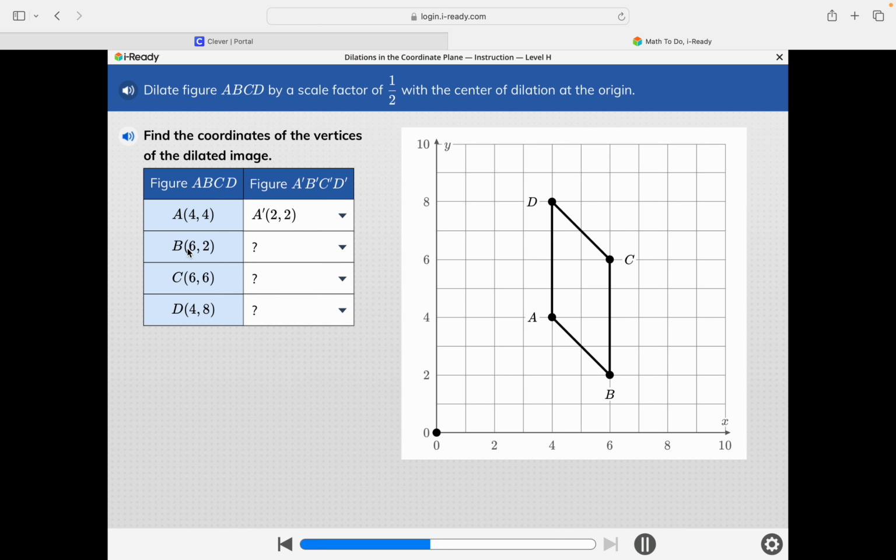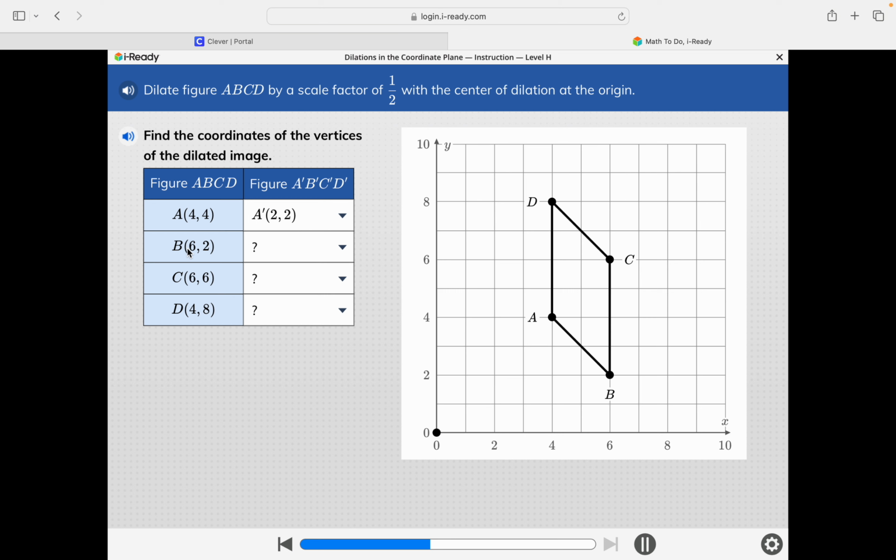Now let's do B prime. So B is how much, Swani? B is (6, 2), right? Now let's do 6 times half. 6 times 1/2 is 3, and 2 times 1/2 is 1. What is 3 by 1 means?